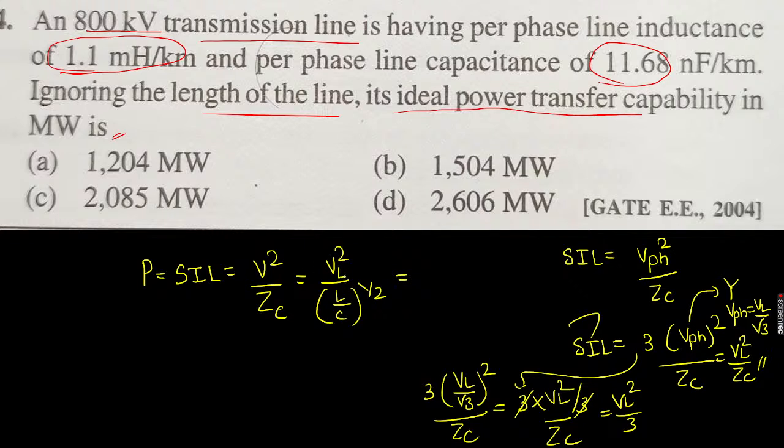Either you can write it in terms of line voltage for 3 phase. If I am writing it in terms of line voltage, then that factor 3 will be gone. If you are writing it in terms of per phase voltage, you can consider 3. Okay, don't think too much. Okay, let me substitute the value.